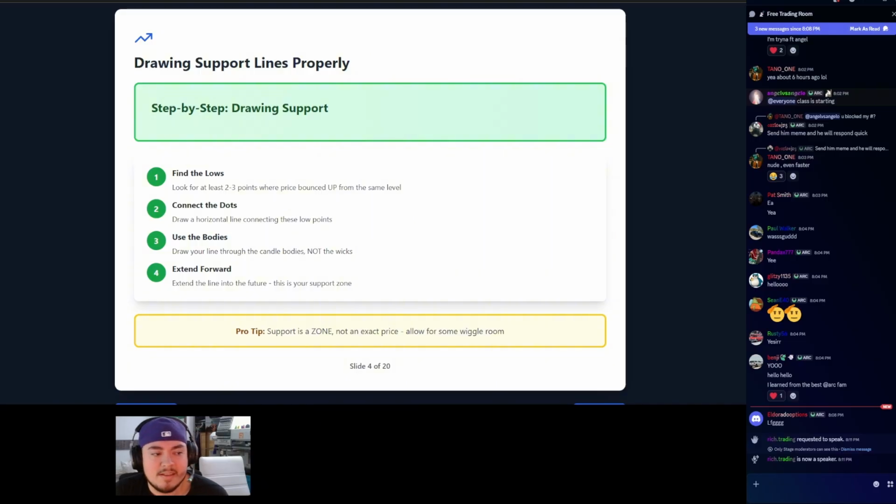Step number 4, extend forward. Extend the line into the future. This is your support zone. Pro tip: support is a zone, not an exact price. Allow for some wiggle room.